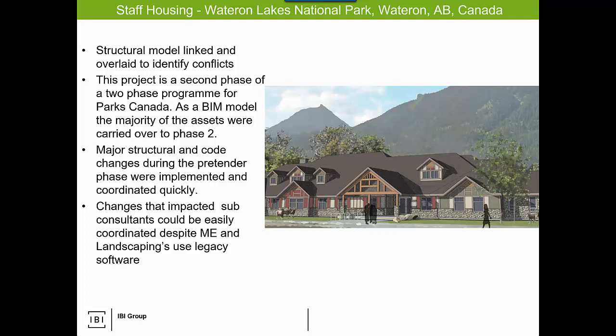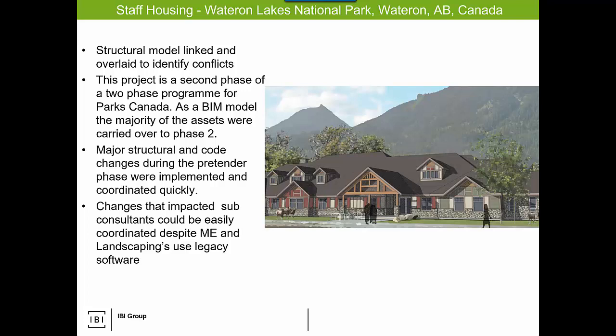Because there were the models, they were able to address a major code change that happened in the middle of the project, and coordination with mechanical, electrical, and landscaping was facilitated even though those three disciplines were using legacy software outside of the BIM process.